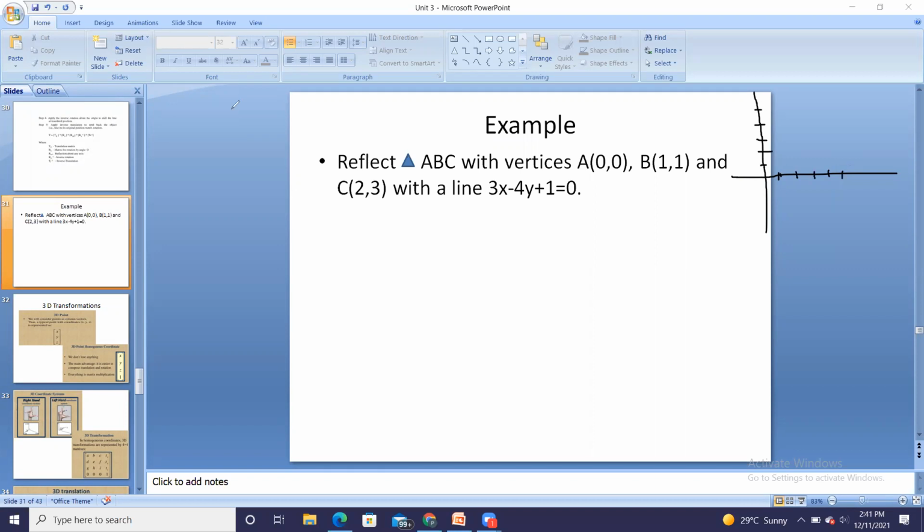Okay. So I will use a separate color for showing the triangle. So triangle ABC with vertices A (0, 0). So this is your A point, then B (1, 1). So this is your another point, B (1, 1), and C is (2, 3). So 2 and 3 somewhere over here.